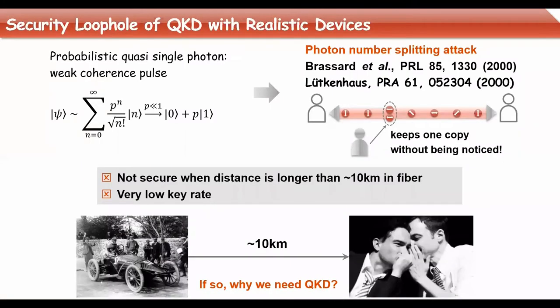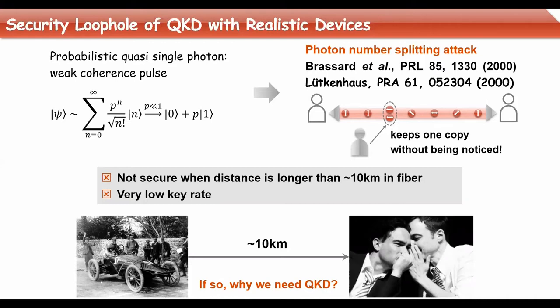For the number without disturbing the quantum state, and then keep the path, block the pulse with one photon, and then split one photon from the two-photon pulse, the three-photon pulse, and then let the other one go to Bob. And if the eavesdropper can keep this photon for herself, then she can do the eavesdropping without disturbing the quantum state.